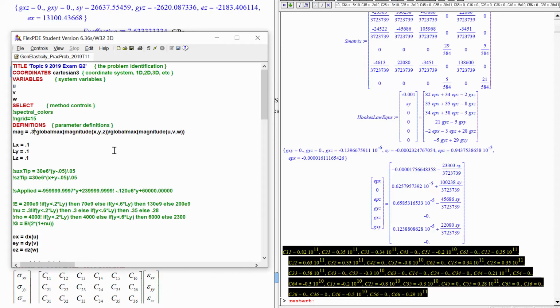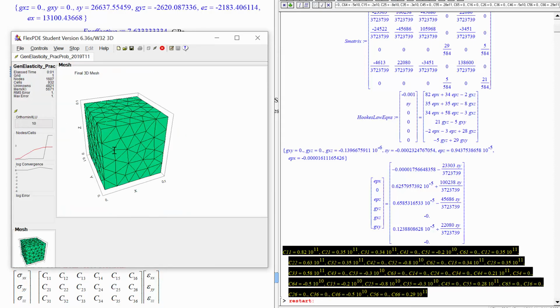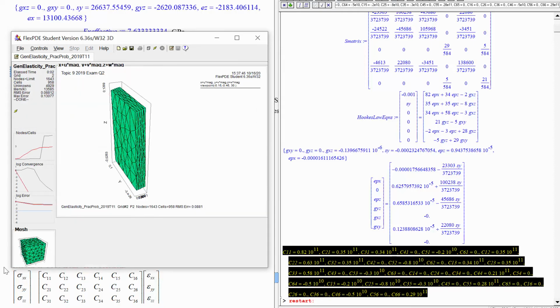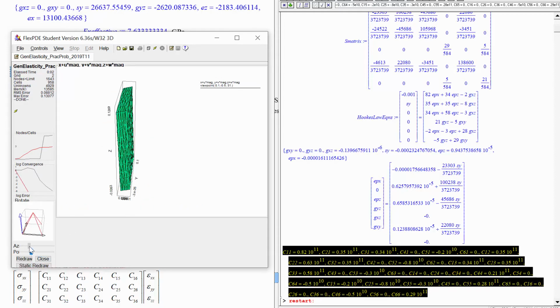If we put the magnification back to 0.3, then it's a lot more prominent. Let's have a look at that face. Yeah, you can see a bit more clearly that it is shearing on that face. It's got an XZ shear because this angle has increased and this angle has decreased.